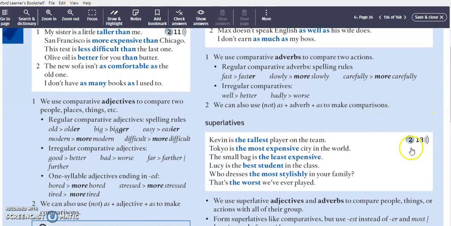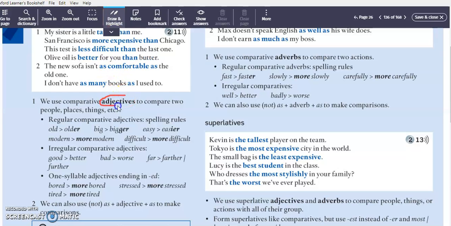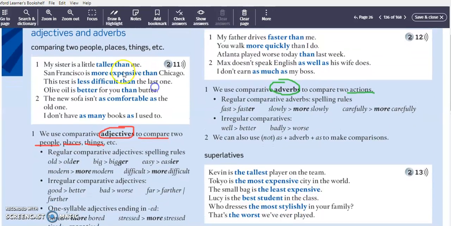An adjective, okay, we use it to describe people, places, and things, or in this case, to compare them. And adverbs describe actions. Okay, that's the difference between an adjective and an adverb. Remember that. Comparing two people, two places, and two things.